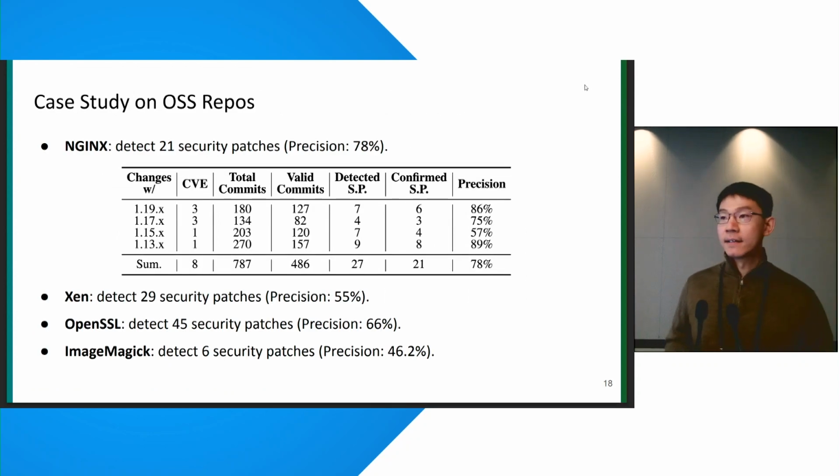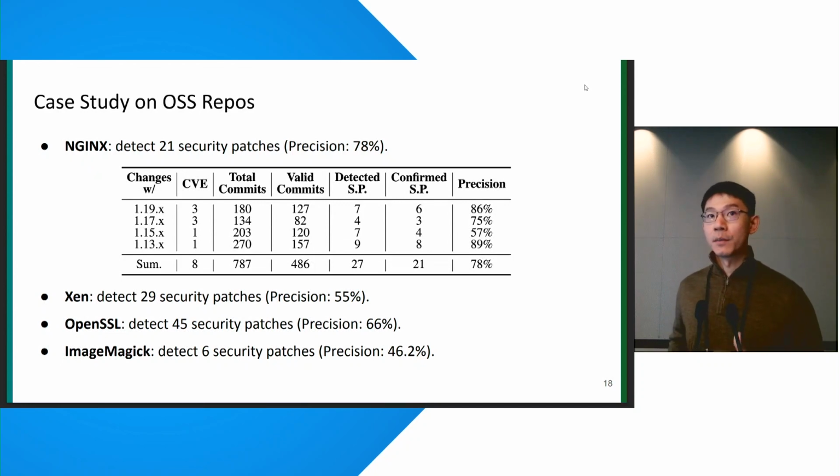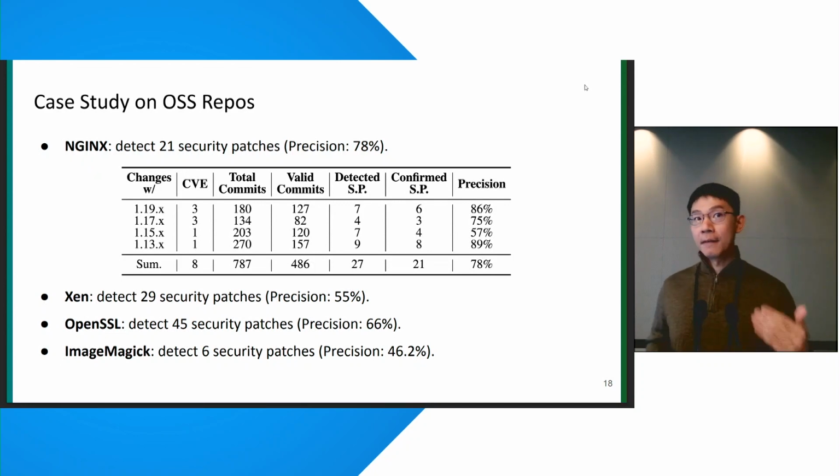Finally, we also did a case study on 4 open source repositories, including NGX, Xine, OpenSSL, and ImageMagick. For example, in NGX, we select 4 consecutive versions and find 787 commits in total. But after screening, only 486 are valid commits. We run GraphSPD and detect 27 security patches from them. After manual verification, 21 of them are real security patches, so the precision is about 78%.